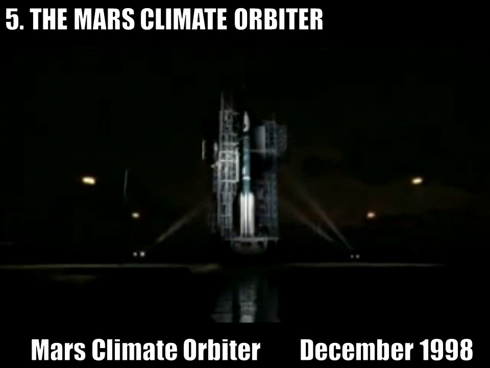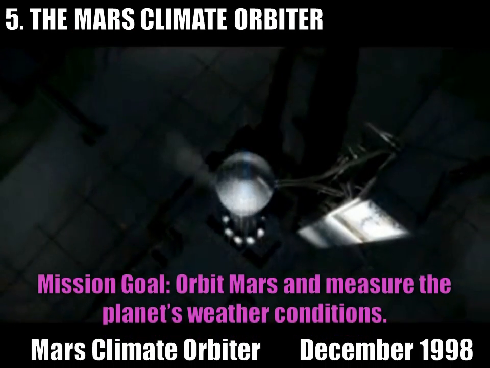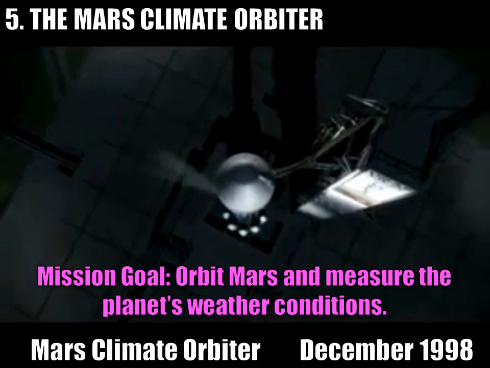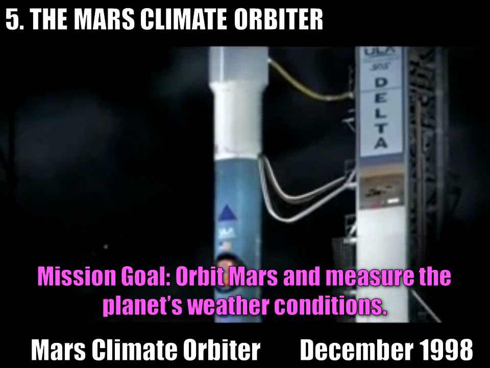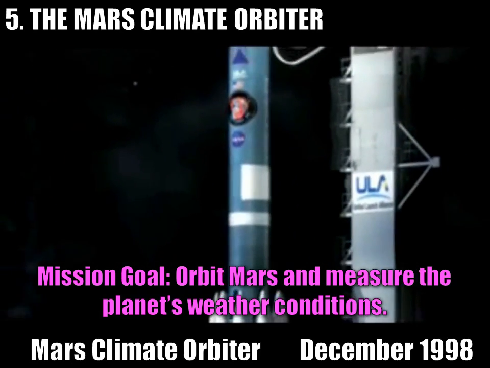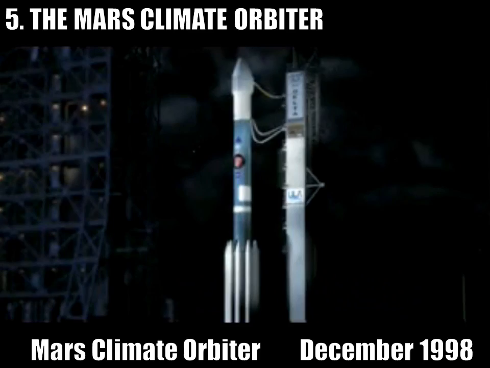This story is about the Mars Climate Orbiter. It was a spacecraft launched in December of 1998, and its goal was to orbit Mars and measure the planet's weather conditions. Here you can see the rocket on the launch pad, and the rocket at the very tippy top is carrying the spacecraft.